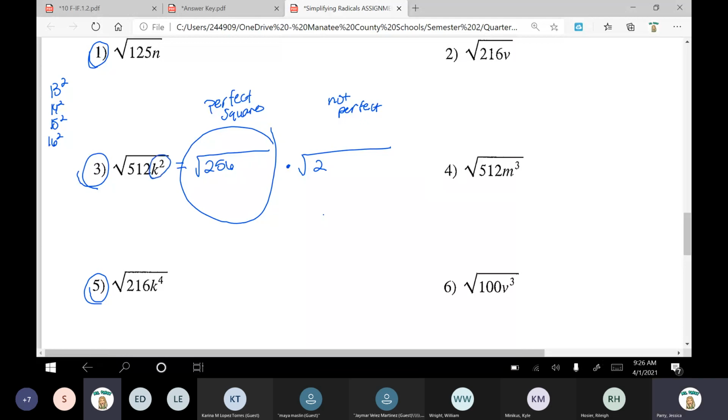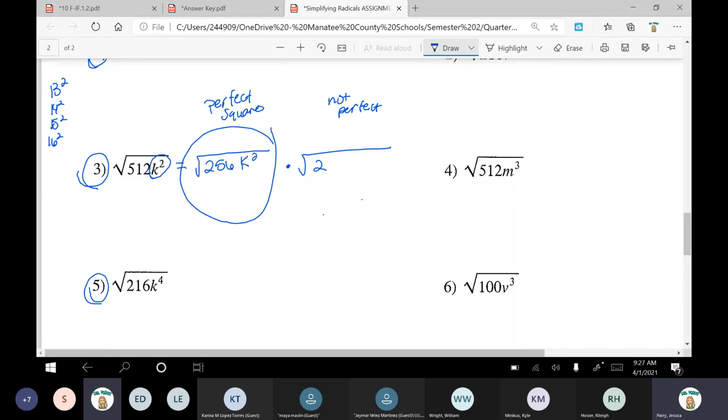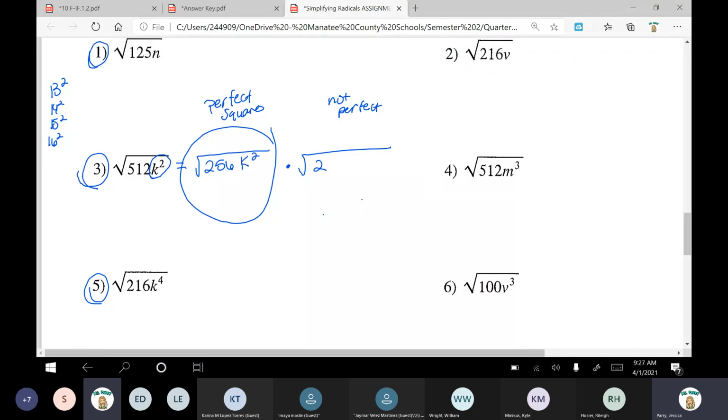And then we're looking at this k squared. In order for a variable to be a perfect square, it needs to be divisible by 2. Can we do that exponent of 2? Can you do 2 divided by 2 and get a nice whole number? If it's an even number, then yes, you can. So that perfect square k squared, I'm going to put it under the perfect square, k squared. And then that means there's no other variables left. So we have the perfect square, square root of 256k squared, times the non-perfect square root of 2.